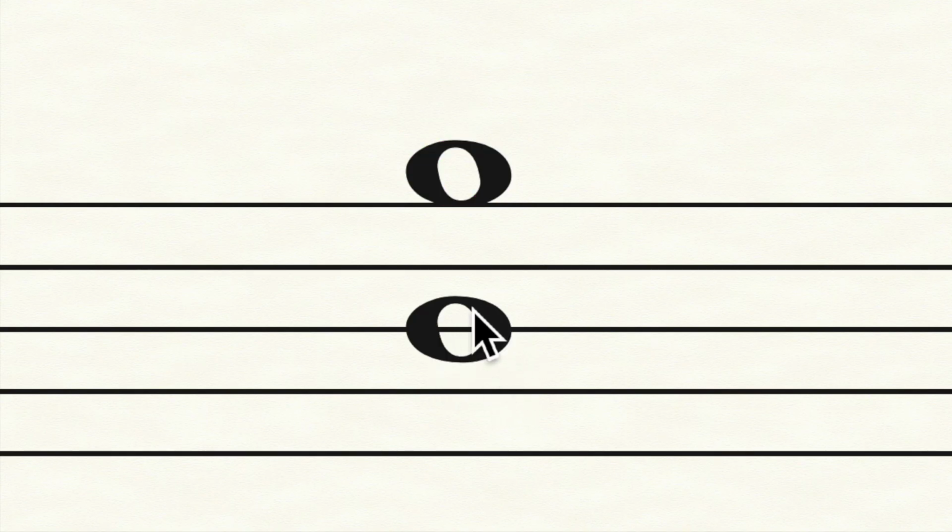So you start with your first note, 1, that's on the line. Then we have a space, that would be 2. We have a line, that would be 3. We have a space, that would be 4. We have a line, that would be 5. And in a space, we have 6. So this interval is called a sixth.